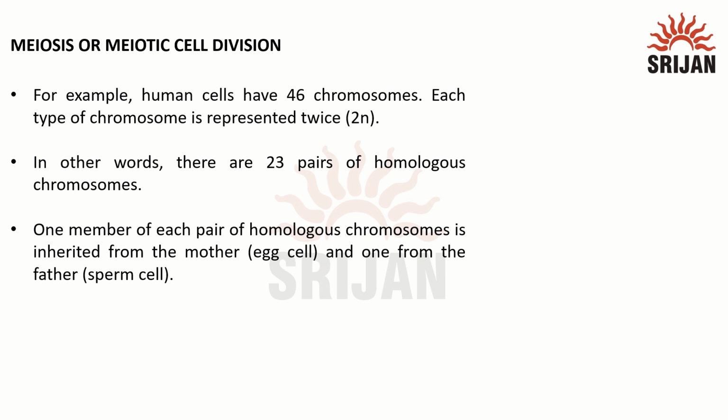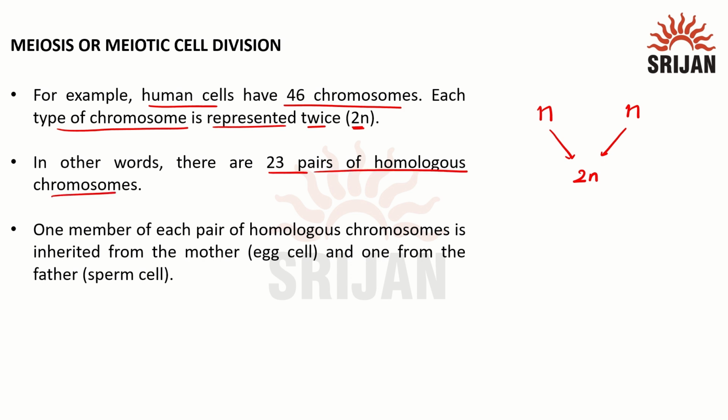Now, in the meiotic division, as I mentioned earlier, human cells have 46 chromosomes. Each type of chromosome is represented twice, 2n. So n means haploid set. n from father, n from mother gave me a diploid number. So there are 23 pairs of homologous chromosomes.